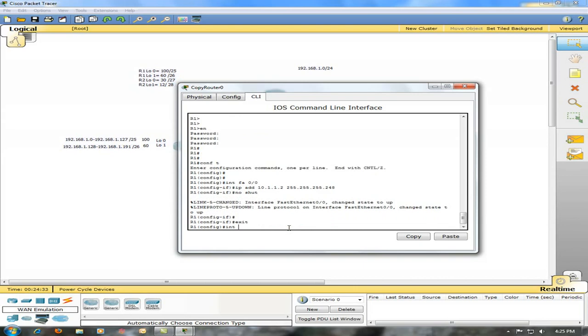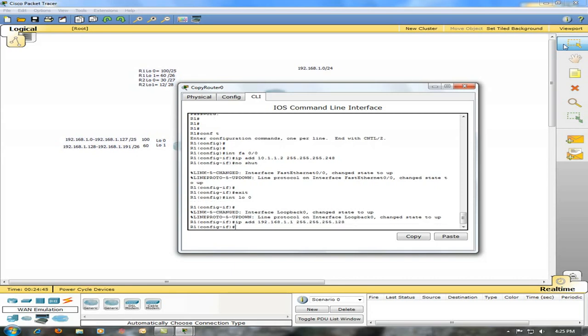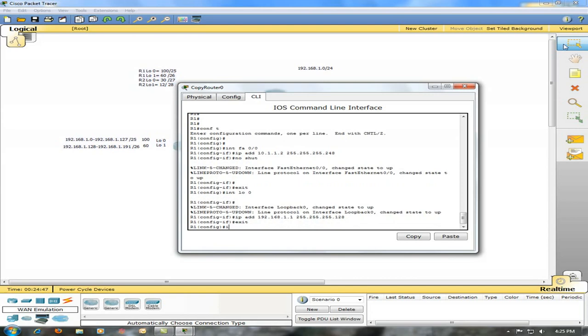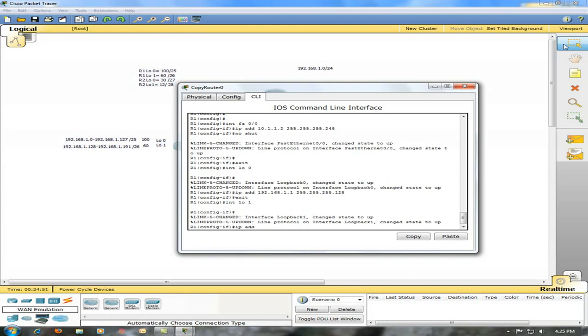Go into interface loopback 0, give it an IP address of 192.168.1.1, 255.255.255.128, and we'll go into interface loopback 1, give it an IP address of 192.168.1.129.